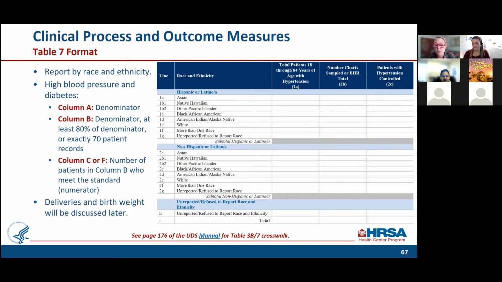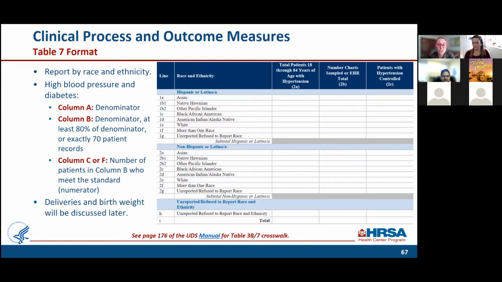So Table 7 really follows the same three-column format: that denominator, charts reviewed, and numerator structure as we just discussed in Table 6B. The descriptions that were discussed on the last slide pertain here as well. The difference between 6B and 7 is that Table 7 is reported by race and ethnicity. So it's not just the three numbers, the denominator, charts reviewed, and numerator. It's those three numbers for each race and ethnicity for which your health center has patients included in the measure.